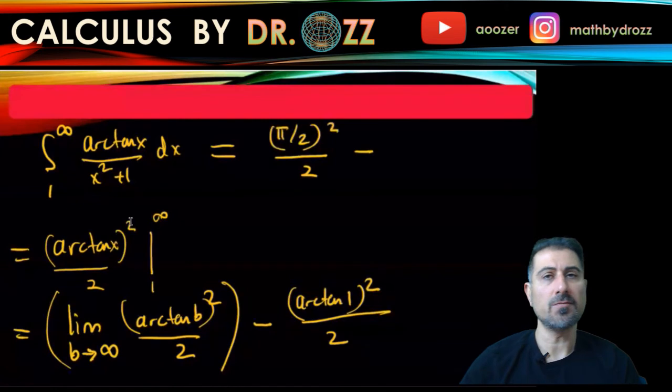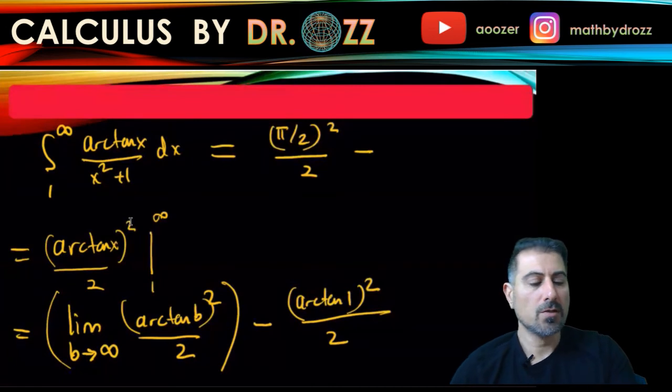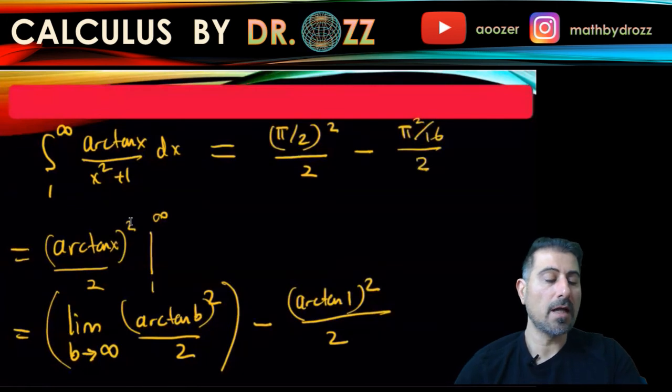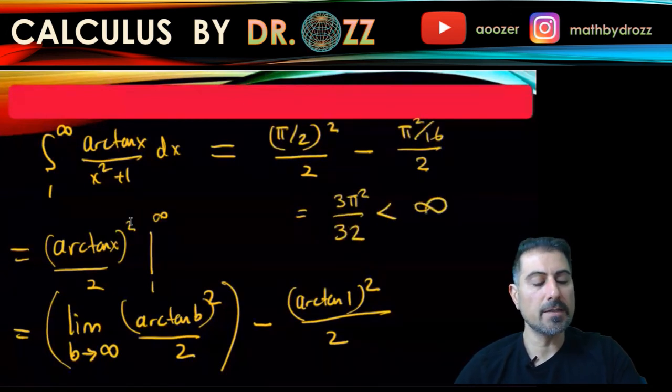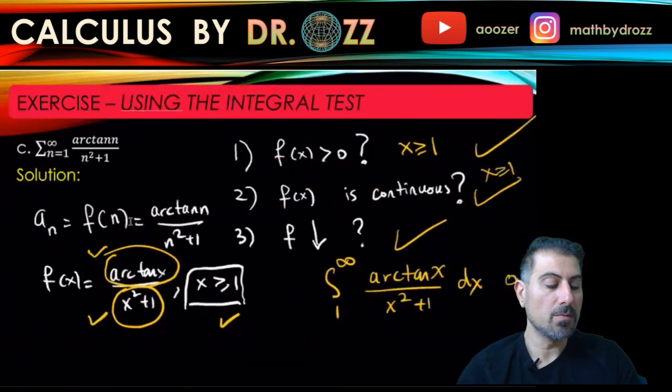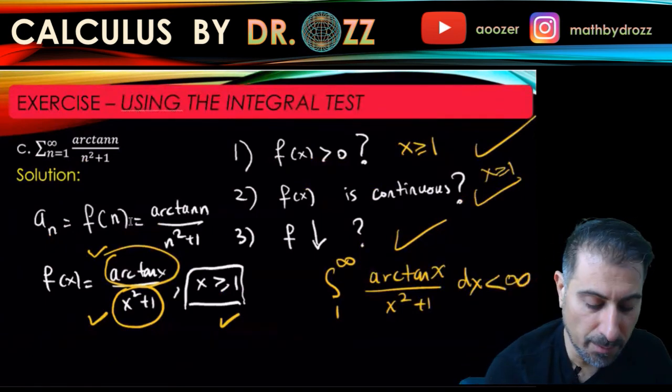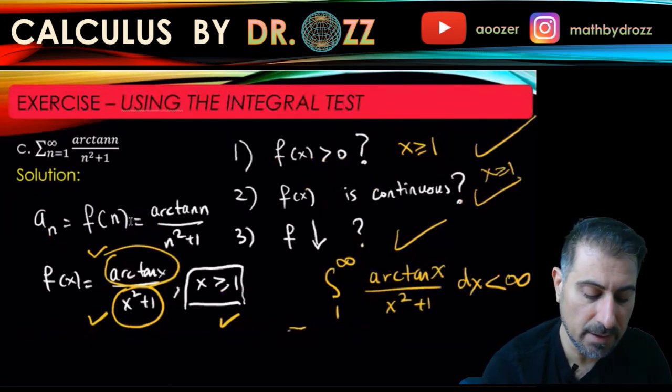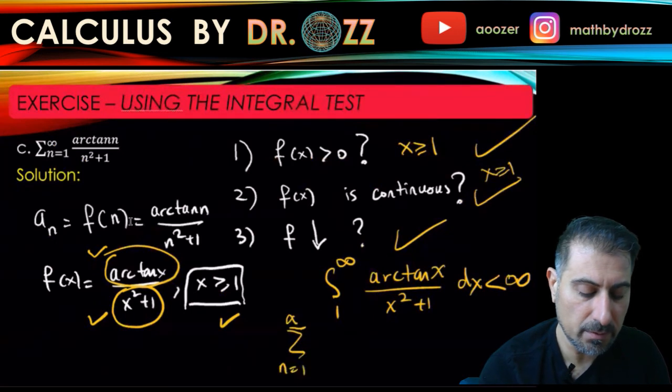And then the other one is arctan 1, for which you can use your calculator. Tangent pi over 4 is 1, so arctan 1 should be pi over 4. So pi squared over 16 over 2. And if you do the calculations, this will take you to 3 pi squared over 32, which is finite, right? So the integral is finite. Then I can go back and say that this integral is convergent. So is the infinite series arctan n divided by n squared plus 1 convergent.